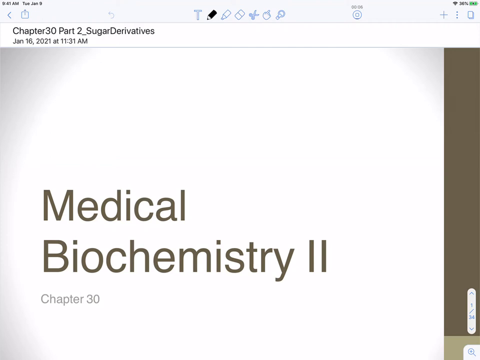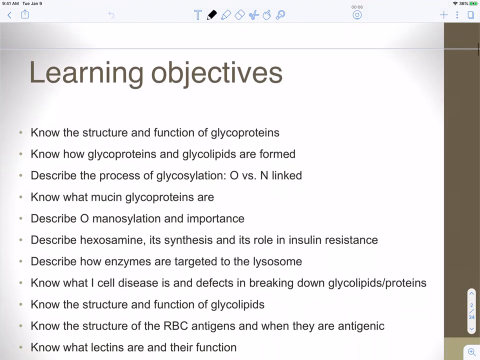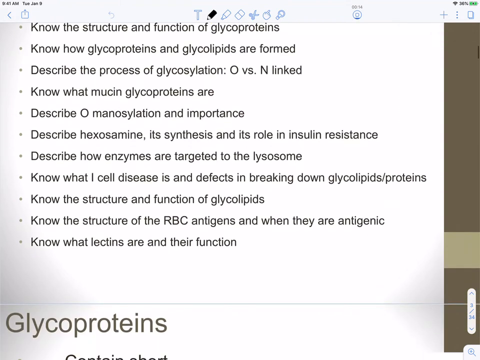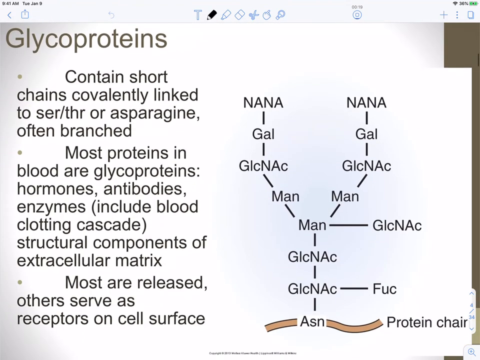All right, so now let's start part two of our sugar derivatives. And so we're still talking about the formation of glycoproteins. We'll talk about glycolipids and our red blood cells, for example. But let's go back and revisit our glycoproteins.